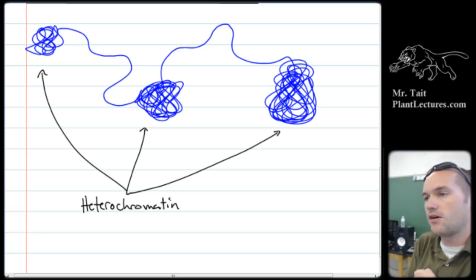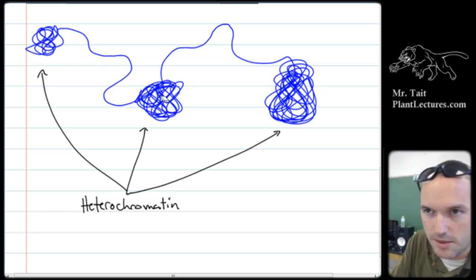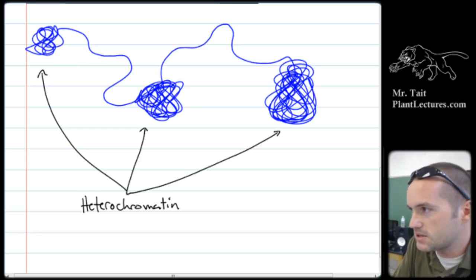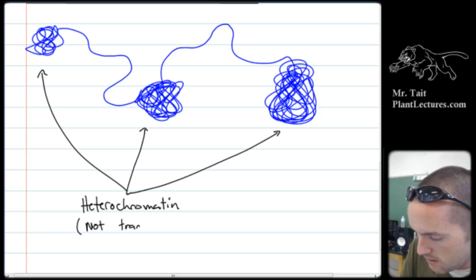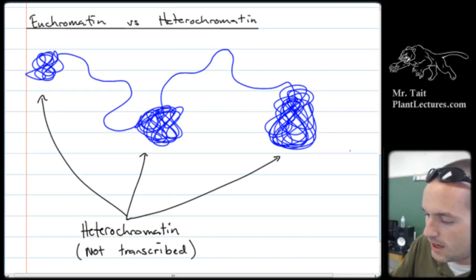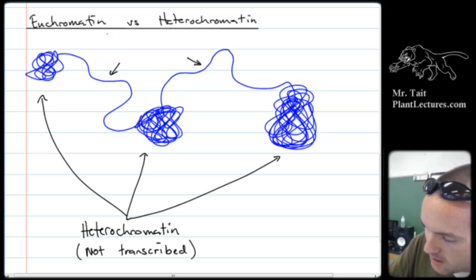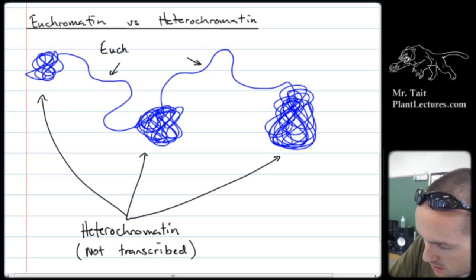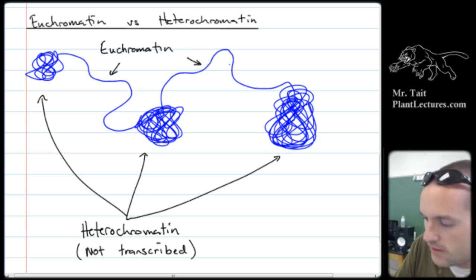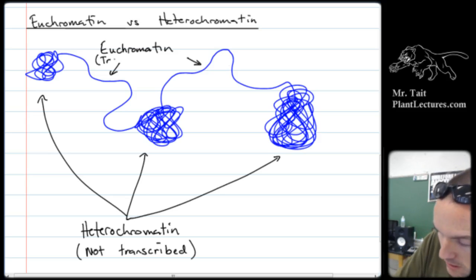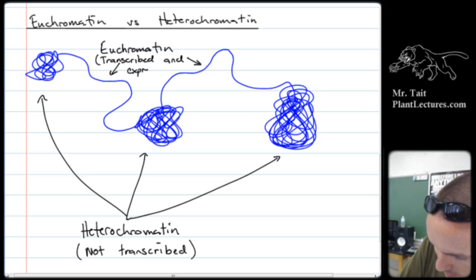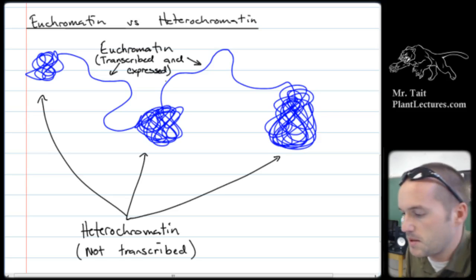Do you think it's easy for RNA polymerase to go into this tangle and find a promoter to attach to? No, it's really hard because it's super tangled up, right? And so these parts are not transcribed, because the RNA polymerase can't get to them. Okay? That is in contrast to these parts that are nicely spread out, and these are called euchromatin. In euchromatin, it's really easy for the RNA polymerase to get to them, so that is the part that gets transcribed and expressed. And when I say expressed, we mean made into a protein.